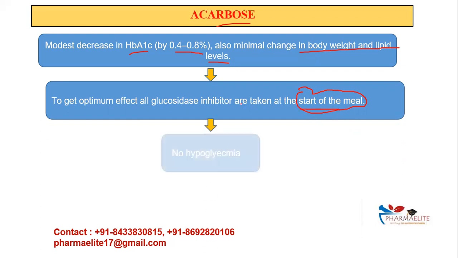Okay, coming on to the next part, no hypoglycemia. You might have seen that sulfonylureas, repaglinide, nateglinide, insulin, they cause hypoglycemia, right? There is a major disadvantage that when you take these drugs, there could be a chance that there would be a decrease in the glucose level below normal. Okay, so here again an advantage that there is no hypoglycemia. So two advantages: one, less effect on body weight and lipids, and also no hypoglycemia. I hope we understood it.